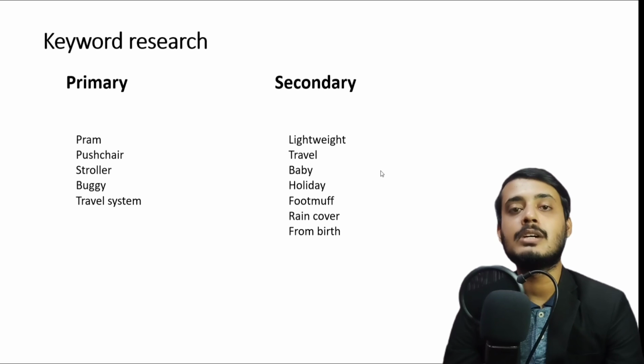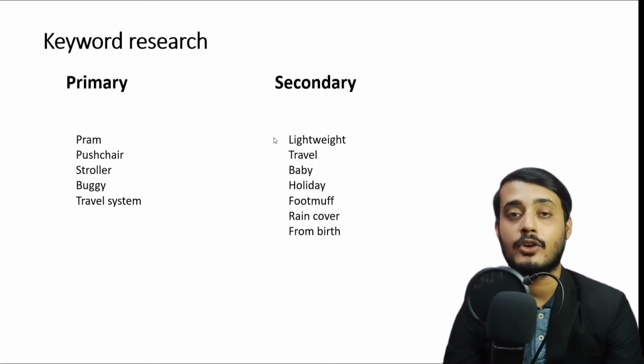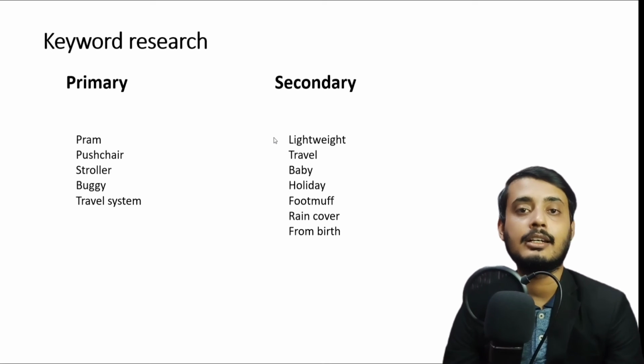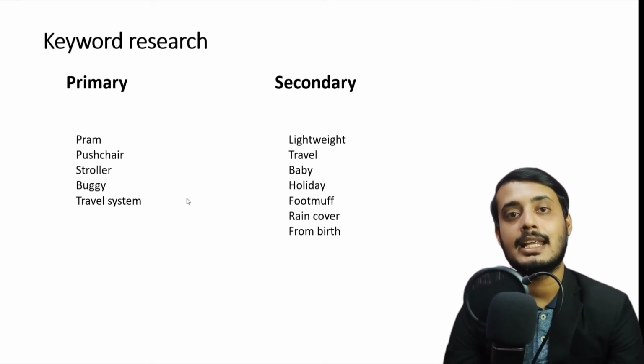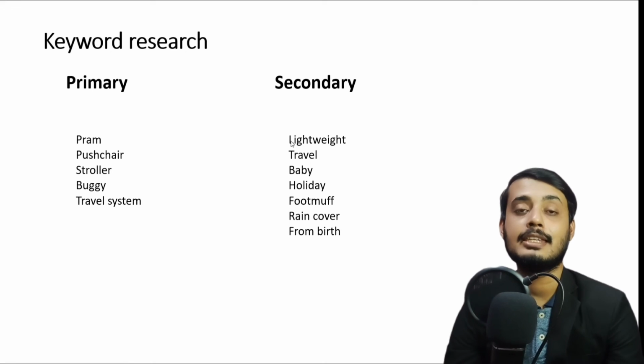I have got keywords which are related to, for example, a holiday pram or foot muff, which are perhaps aspects of the product or just things related to the product. They are relevant to the product and can all actually add to the description, but they are not as relevant and not as high volume as the primary keywords.